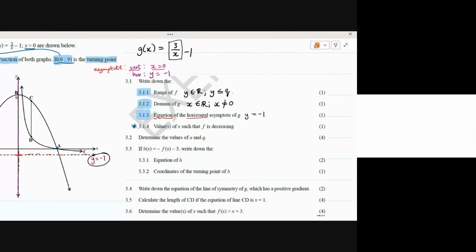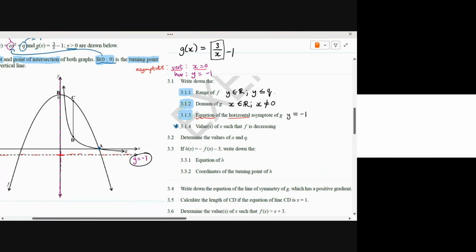The only part where we say that it cannot equal -1 is in the range. Okay, am I making sense? Thumbs up. The equation should just say y is equal to, because it's an equation. Only when we write down the range of g, then do we say y is not equal to -1. All right. Okay, let's continue here.